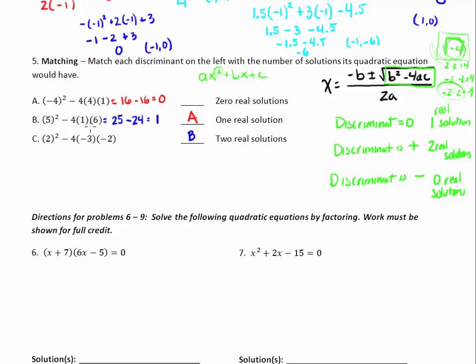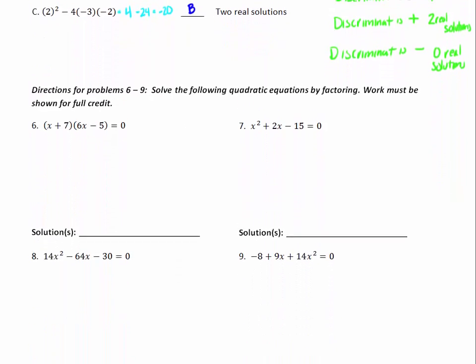And lastly, C, we have 2 squared is 4. Negative 4 times a negative 3 is a positive 12. Times a negative 2 is negative 24. 4 minus 24 is a negative 20. It's a negative number. That's the key part. So my discriminant is negative, so there are 0 real solutions. They're both imaginary or both complex solutions, which means that C has 0 real solutions. And that's problem 5.